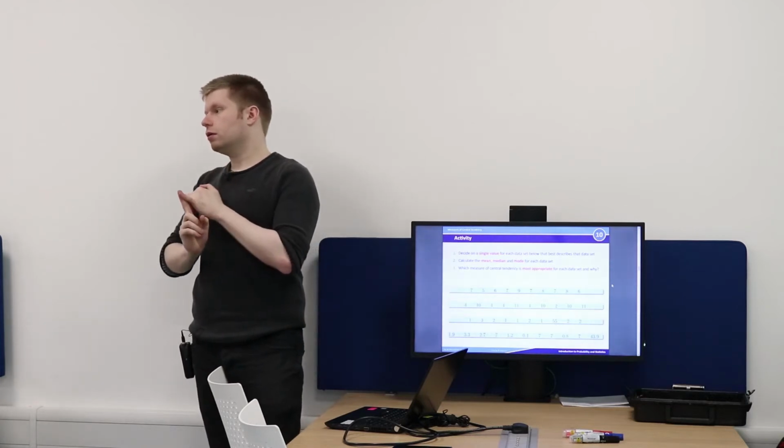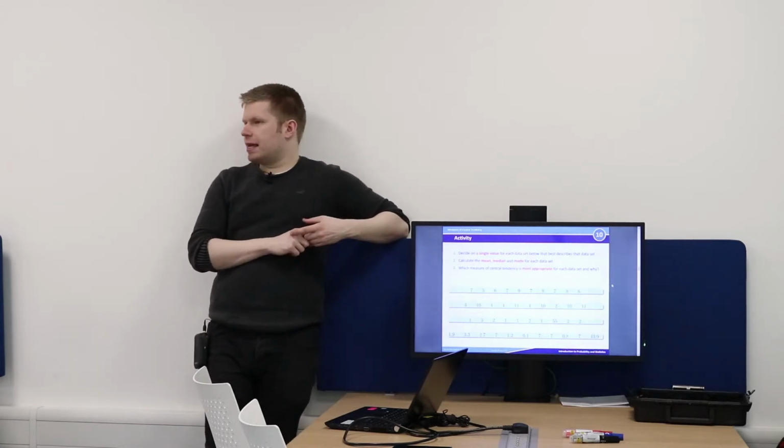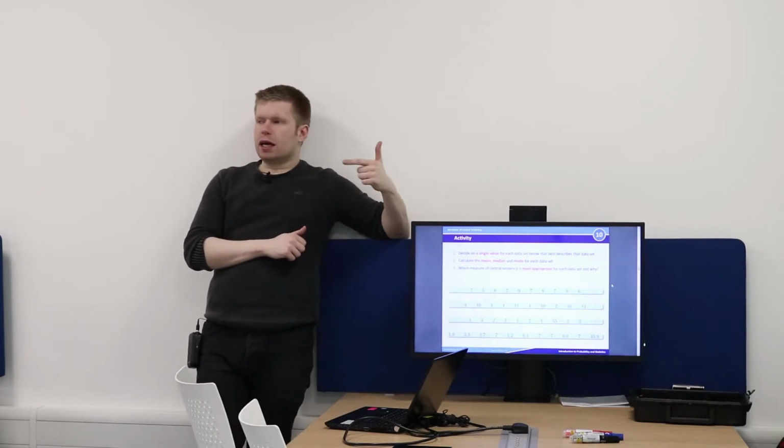Okay, so then what did you get for the mode? 4. What did you get for the median? 7. What did you get for the mean? 7. Now have a think. Clearly, if the median and the mean both come out as 7 and the mode comes out as 4, there's something going on here. What's going on here? So what measure of central tendency do you think is better or worse? What's your opinion?